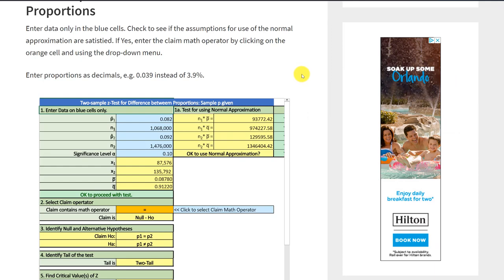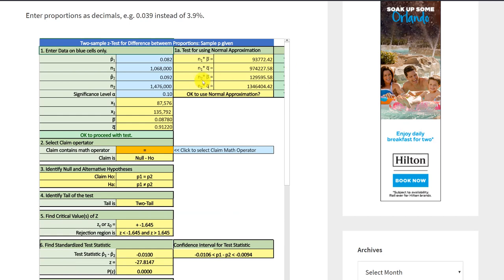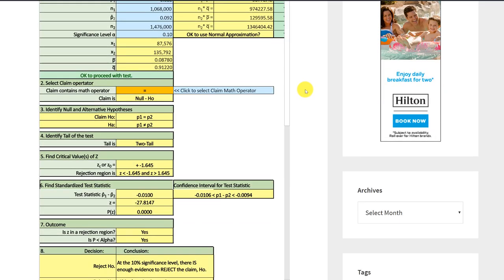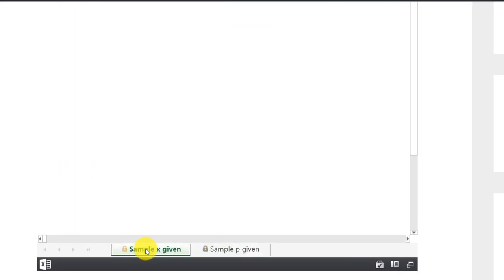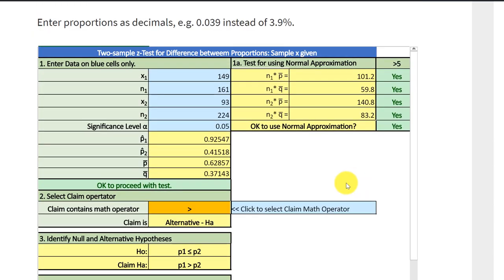There are two forms of the calculator. One version, the one that comes up, you enter the proportions and the N. The one we want, scroll down here, we've got the sample X's given, which means we can put in the counts and the number of opportunities. So here the count for the first sample was 17. The opportunities were 53. The second sample had a success of 22, and the opportunities were 48. The alpha is 0.07.